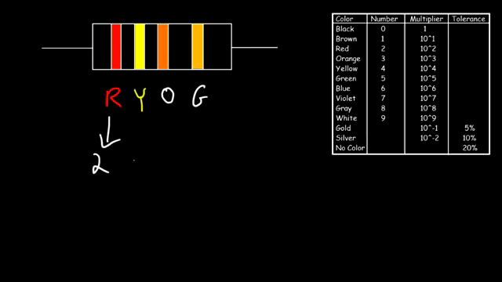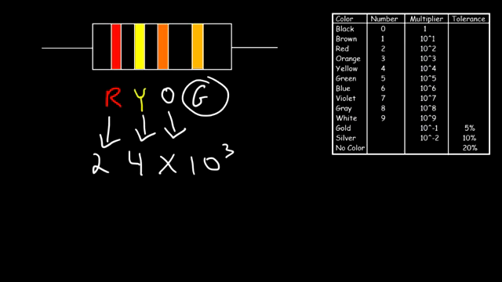That's the first digit. The second color, yellow, correlates to the second digit. And based on the table, yellow is associated with 4. So you can have 24. O, or orange, is 3. But the third number is the multiplier. The first 2 letters correspond to the first 2 digits. The third letter corresponds to the multiplier, which is 10 to the third. So this is 24 times 10 to the third.